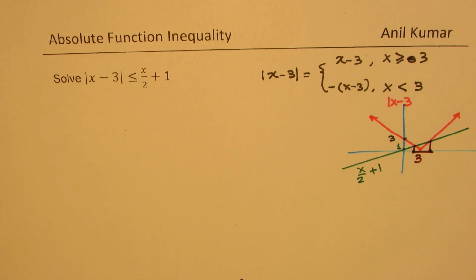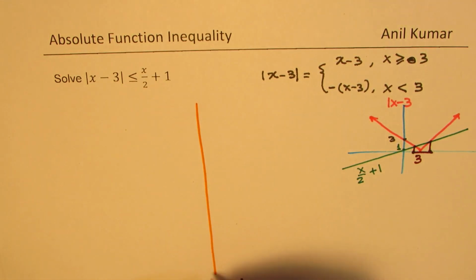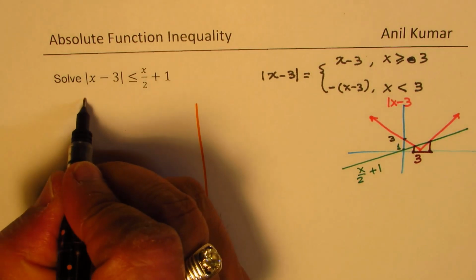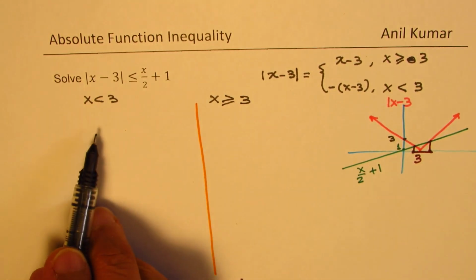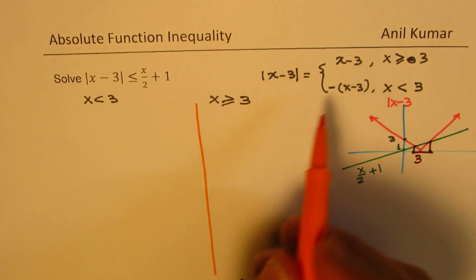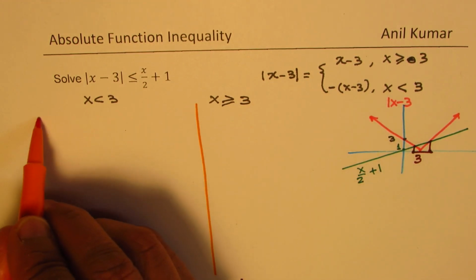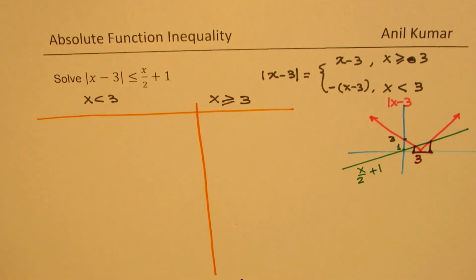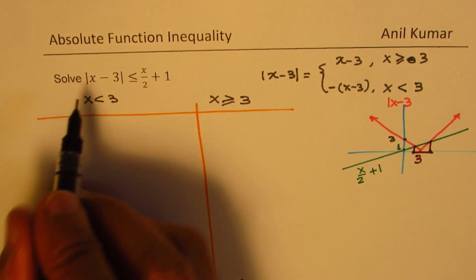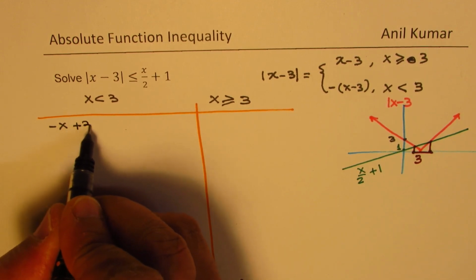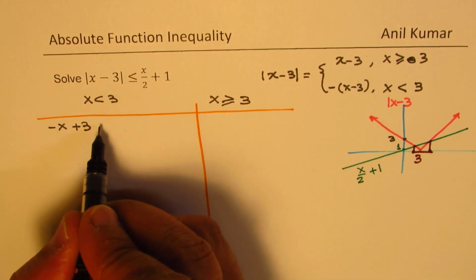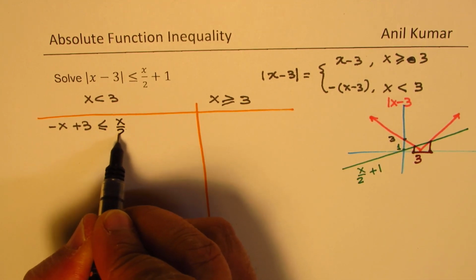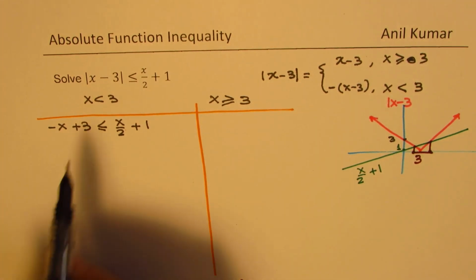Now let us try to solve this algebraically. We'll basically work out in the domain when x is less than 3 and when x is greater than or equal to 3. Remember, when x is less than 3, the absolute function will be the negative value of x minus 3. So the inequality when x is less than 3 will be written as minus x plus 3, because this becomes the negative value. When you expand, you get minus x plus 3 is less than or equal to x by 2 plus 1. So let's solve this.